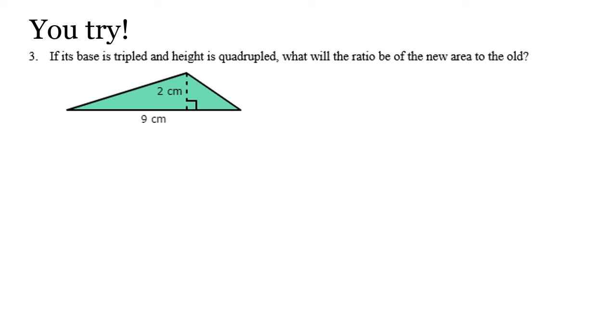Alright, now we've got two-dimensional changes. So if the base is tripled and the height is quadrupled, so the triple will be 3, quadruple will be 4, what will happen to the new area? Well, we actually got to multiply those two things. 3 times 4 gives us 12. So the new area is going to be 12 times bigger.